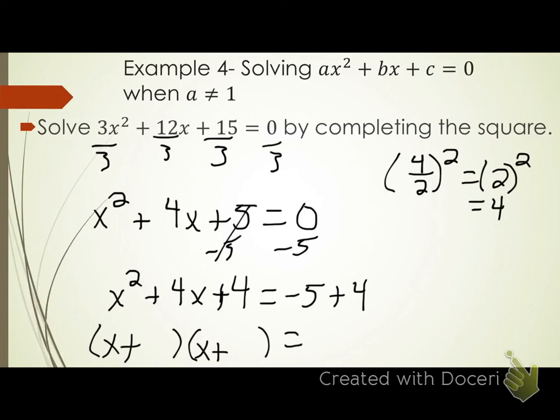What's negative 5 plus 4? Negative 1. Now I'm looking for two numbers that multiply to give me 4 and add to give me 4. What are they? 2 and 2. What's 2 plus 2? 4.